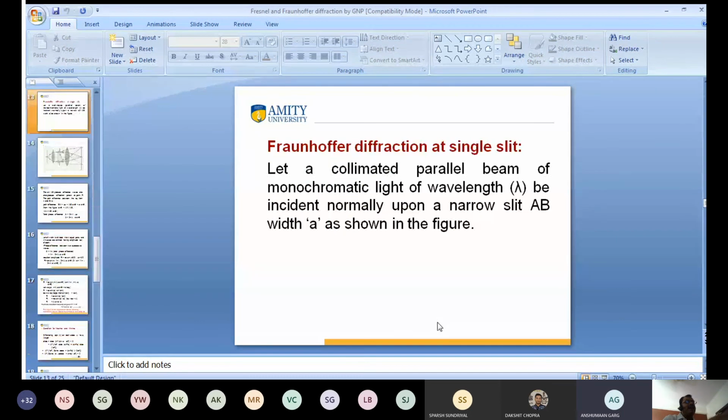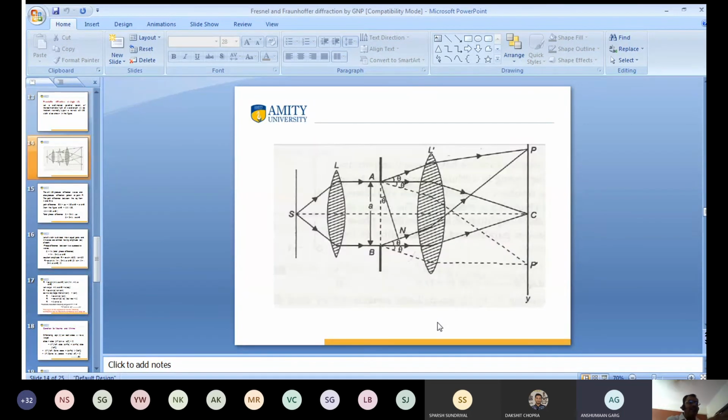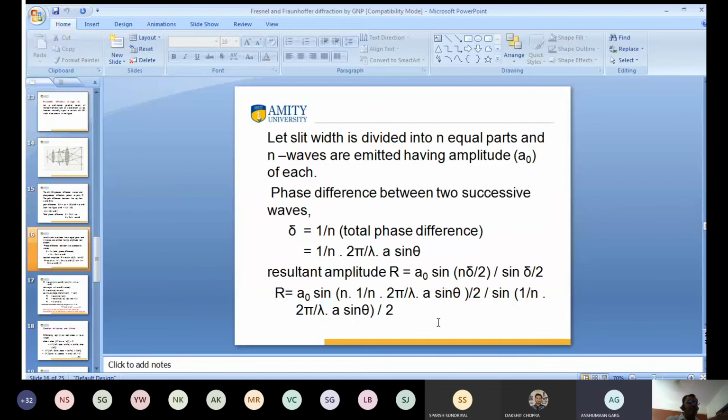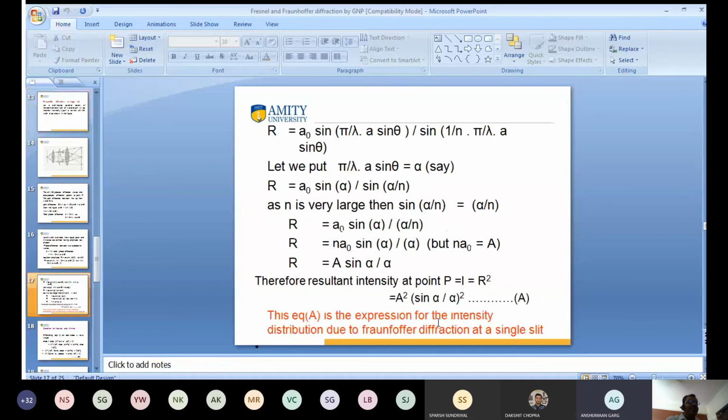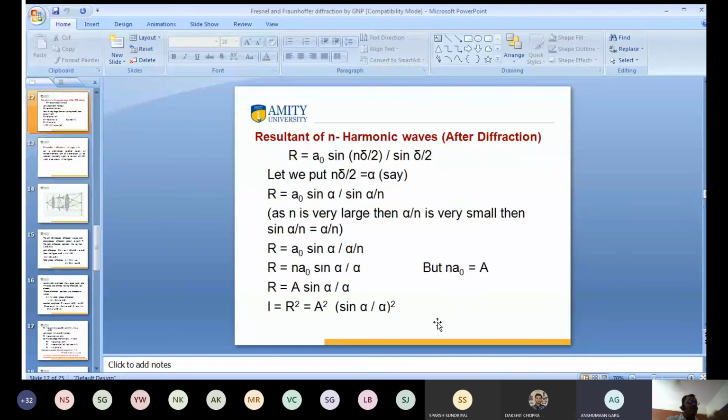So I am talking about Fraunhofer diffraction in a single slit. This is very important. This is a very large derivation, so I'll discuss it in the next lecture. But keep this in mind. This part is not part of the syllabus, but we use this formula.